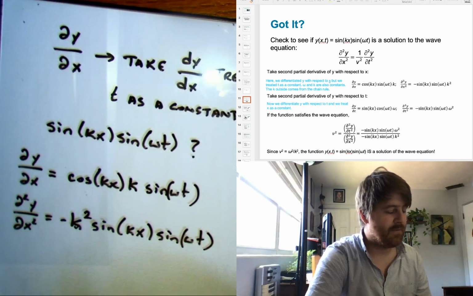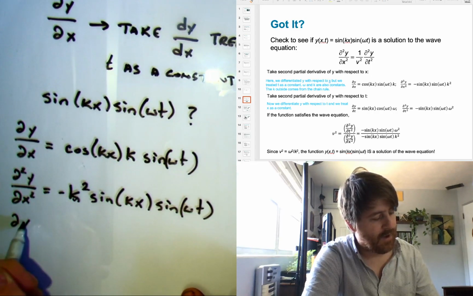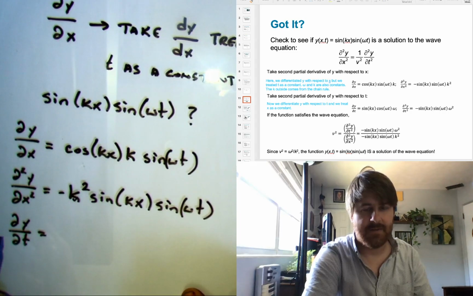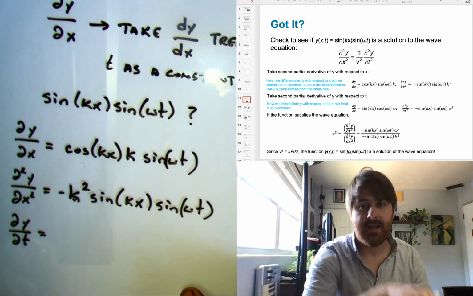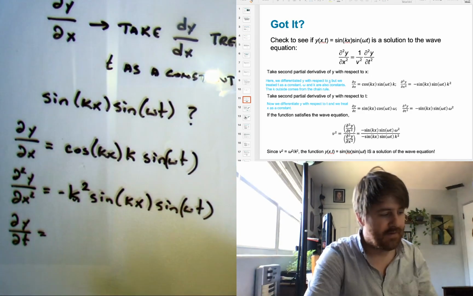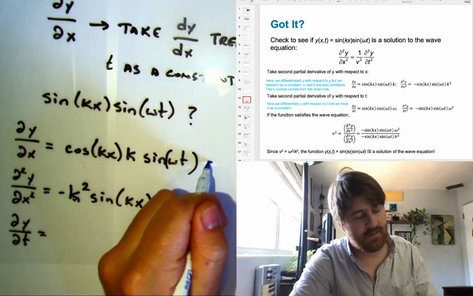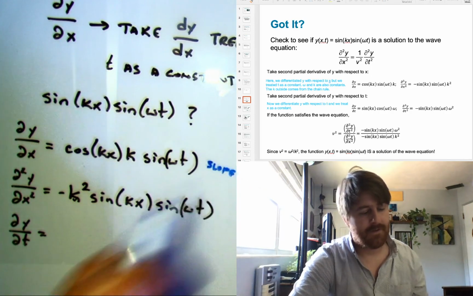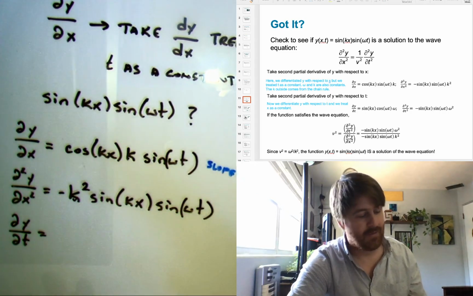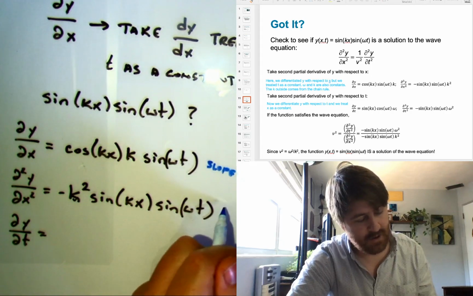Alright, now let's do the derivatives with respect to t. dy dt, this we could recognize as the velocity of the material in the up and down direction. Right? You can think of this term as the slope of a string at some point, if this is a wave, by the way. This one would be the curvature or concavity.